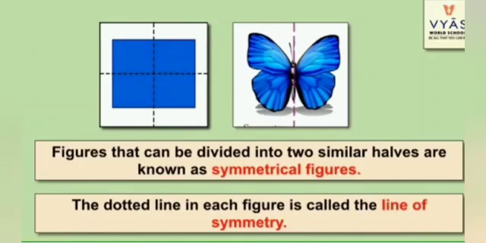What is symmetry? Figures that can be divided into two similar halves are known as symmetrical figures. The dotted line in each figure is called the line of symmetry.